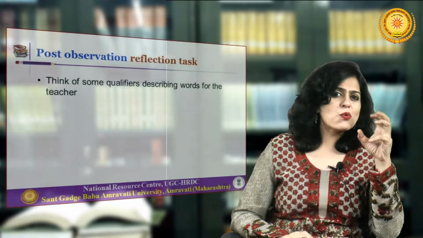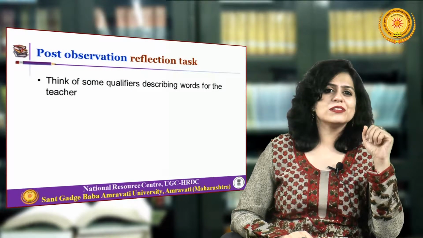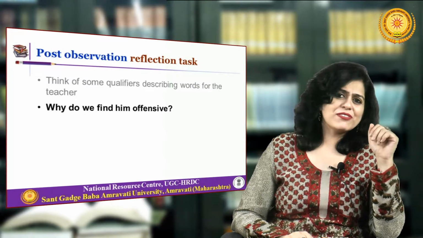So, which ethical code did the teacher violate? The teacher failed to treat the student as an equal. The teacher turned the environment into an intimidating and stifling environment, and the teacher used the student to his advantage. What is our takeaway from this clip? Think of some qualifiers or describing words for the teacher. Why do we find him offensive?